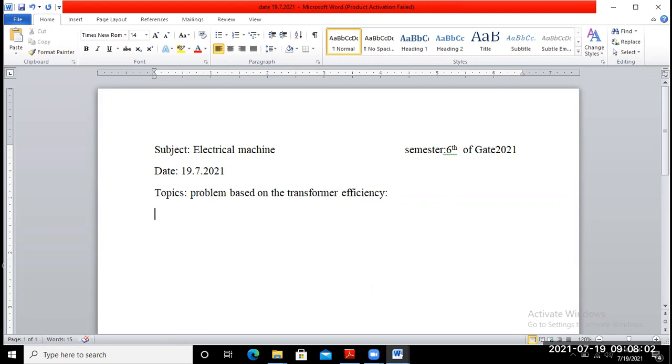Okay, so let's start today's class. Today we are going to solve some problems based on transformer efficiency.